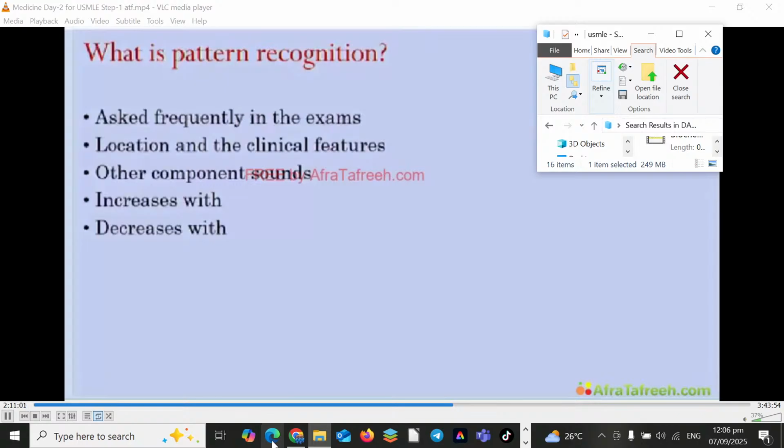The clearer your concepts of something are, the faster and more promptly you will respond to it. So for the pattern recognition of murmurs and heart sounds, you should remember the location. Where is this heart sound best heard on the chest wall? What does this sound increase with, and what does this sound decrease with? These are the three things that you have to be absolutely sure that you understand. A sound: where is it best heard? When does it increase? And when does it decrease? This is what you need to understand. I hope this is clear.